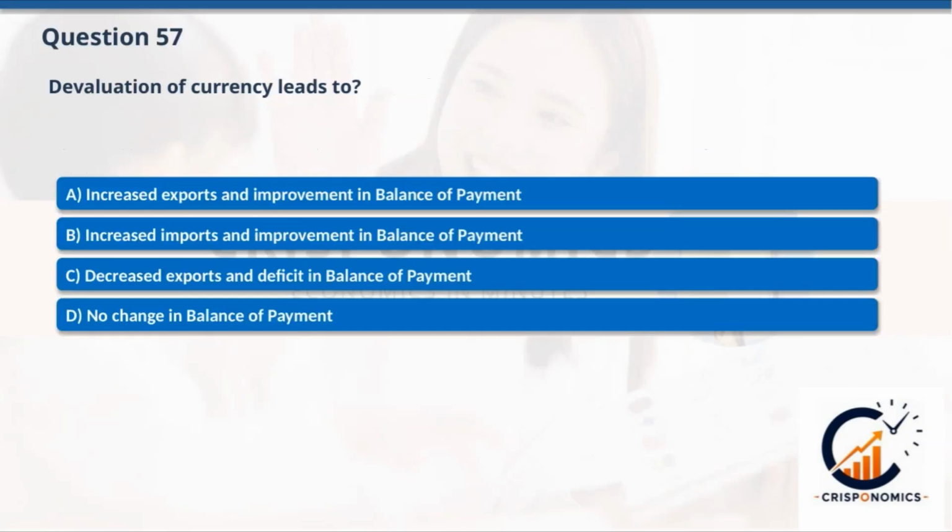Let's explore what happens when a currency is devalued. Typically, devaluation makes a country's exports cheaper and more competitive abroad. So, we often see increased exports, which can improve the balance of payments. On the other hand, imports become more expensive, which might reduce them. The key idea here is that devaluation tends to boost exports and improve the overall balance of payments, though the exact outcome can vary depending on other factors.